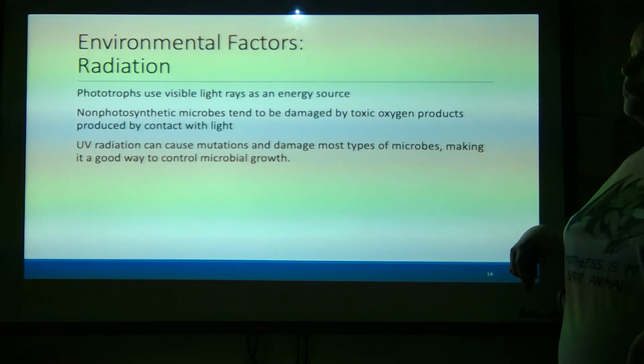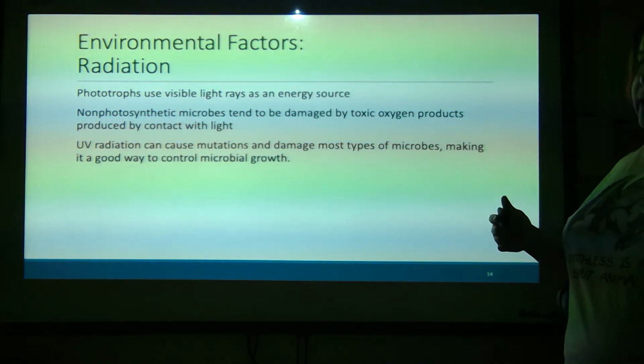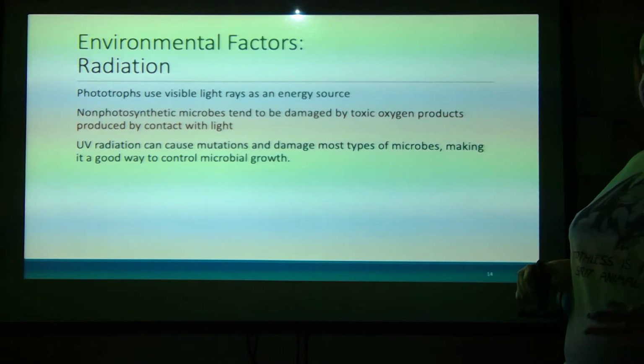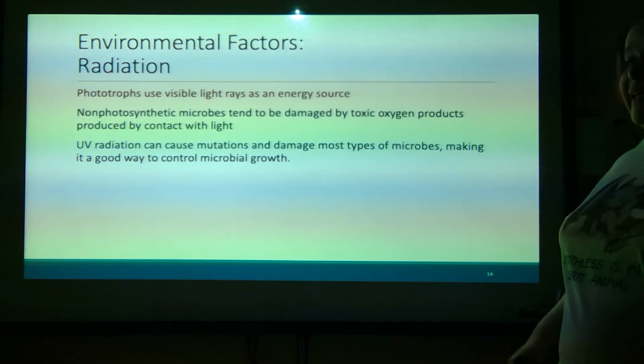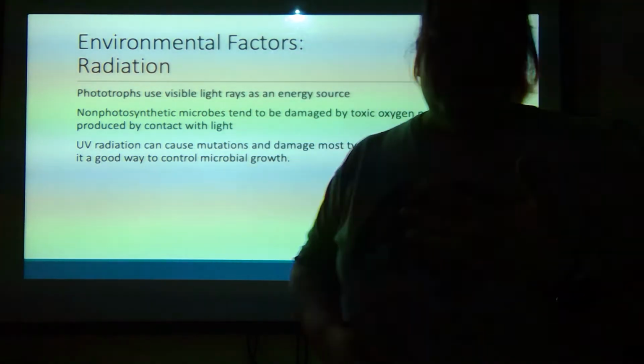Okay. So, UV radiation, again, sun, can cause things like mutations in your DNA. It can damage most types of microbes. Basically, it can be a really good way to control microbial growth. You guys have probably seen on TikTok or on YouTube products that you can't live without from Amazon. Some of them are little cases for your phone that have a UV light. Some of them are little tops for your toothbrush that have a UV light. And the whole reason for that is because of this, that UV light damages microbes.